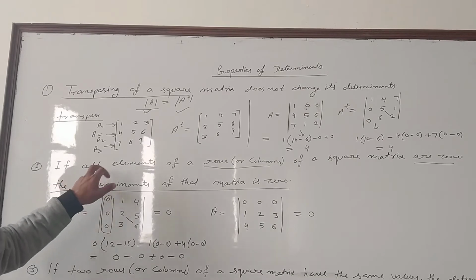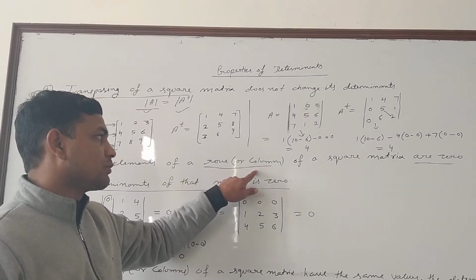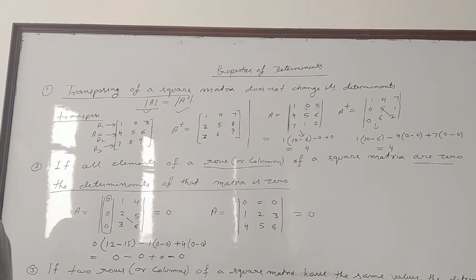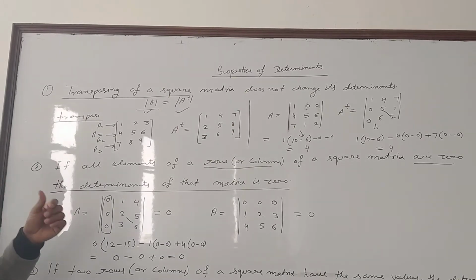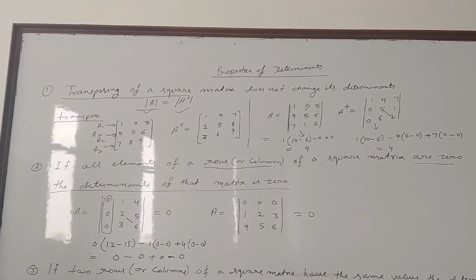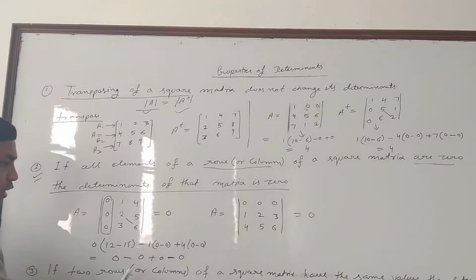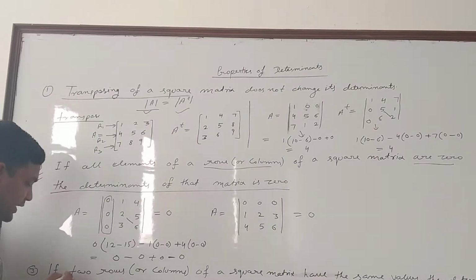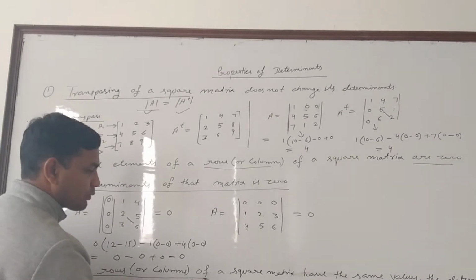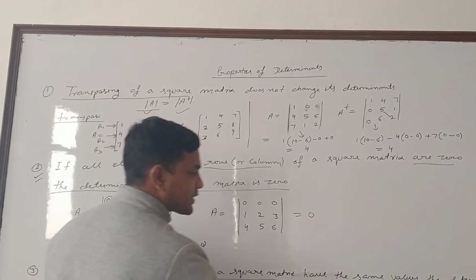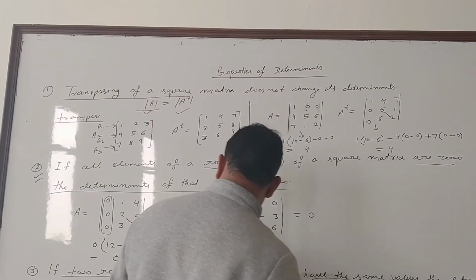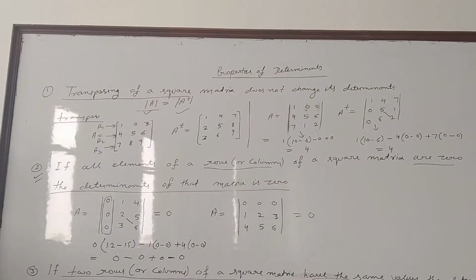If all elements of a row or column of a square matrix are 0, then the determinant of the matrix is equal to 0. This is a very important property of the determinant. Third is, if any two rows or columns of a square matrix have the same values, then the determinant of the matrix is equal to 0.